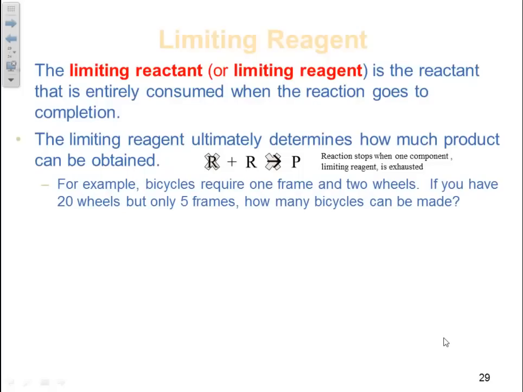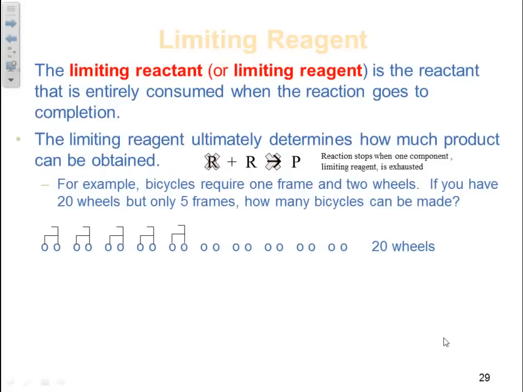Let's look at a simple example of what we're talking about. For example, bicycles require one frame and two wheels. If you have 20 wheels but only 5 frames, how many bikes can be made? Well, here's my 20 wheels. Let's now add our 5 frames. How many bikes can be formed? Well, obviously only 5 bikes. So my frames are my limiting factor. I have an excess of wheels.